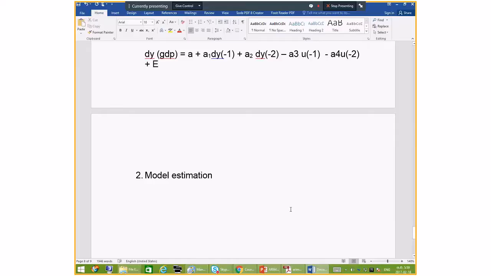After model identification, we estimate the parameters. Estimate all parameters: what are the values of a1, a2, a3 and a4? This is the model estimation, estimating parameters for a tentative model.